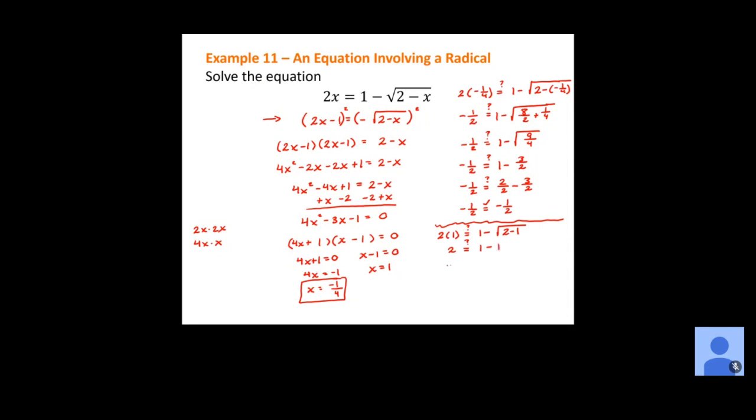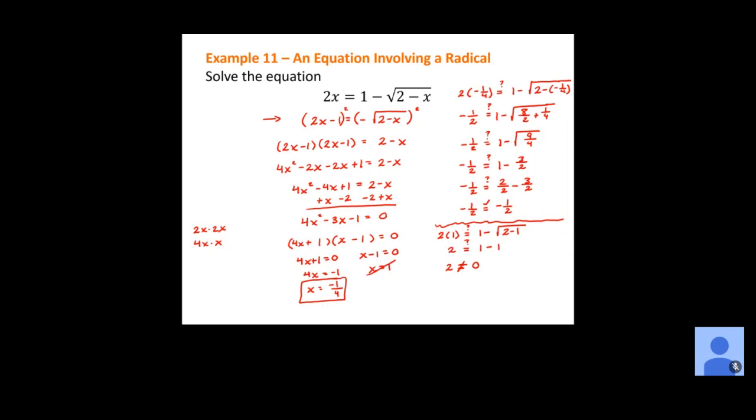And now on the right-hand side, when I subtract, what are we going to get? 0. Are those equal? They are not, right? So this is not a true statement anymore, and that tells me now that this x equals 1 does not work.